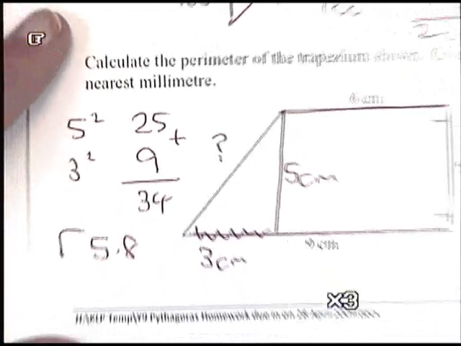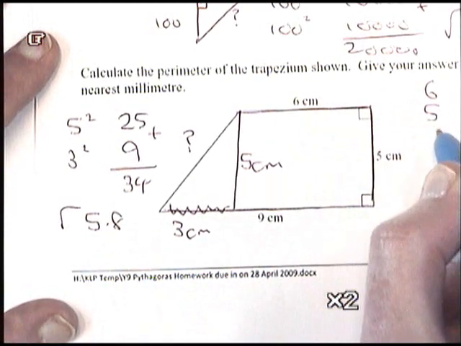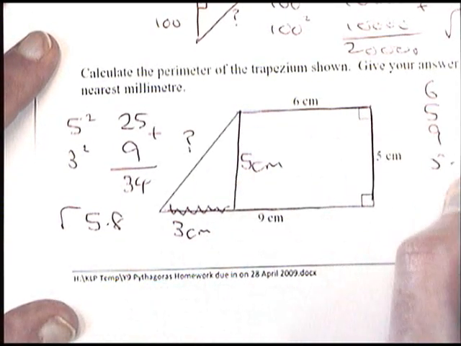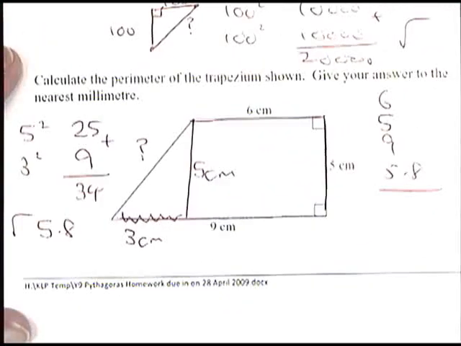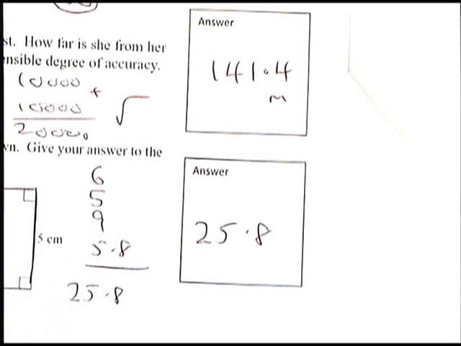So finally, the distance all the way around the outside is the 6, the 5, the 9, and the 5.8 added together. And when you add all of those up, you get 25.8. 25.8 is the final answer for that question.